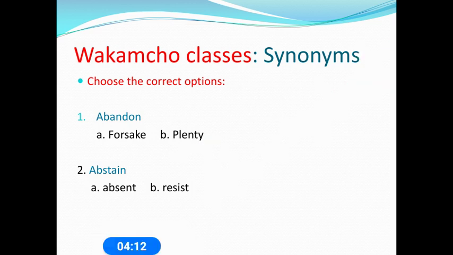I hope it's clear. Next, abstain. Options are A, absent, option B, resist. So the correct option would be option B, that is resist. To make it clearer, I'll give an example where I use this word in a sentence. One should abstain from drinking and smoking. That means one should avoid or resist such bad habits.